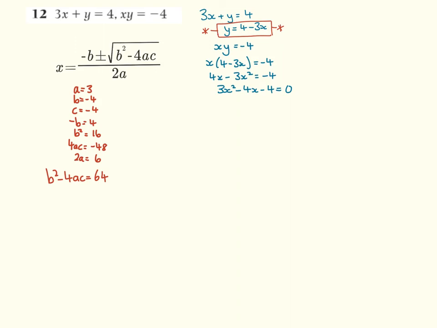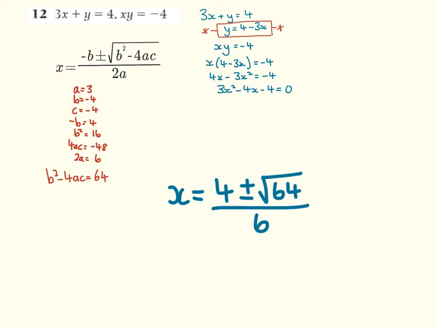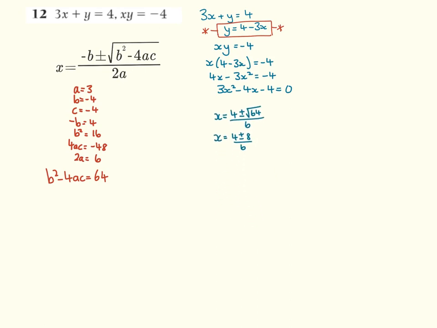And then I've got my three terms to stick straight into my quadratic formula. So minus b is 4, plus or minus the square root of b squared minus 4ac, which is 64, divided by 2a, which is 6. Alright? So seriously, that method of splitting it up makes it a lot quicker and a lot easier. So that's going to give us 4 plus or minus 8 divided by 6 to get our values for x.